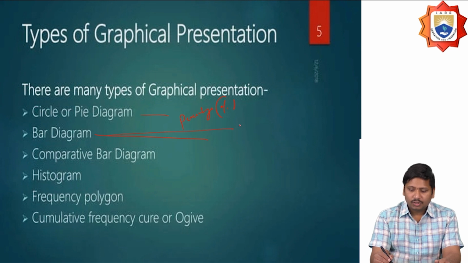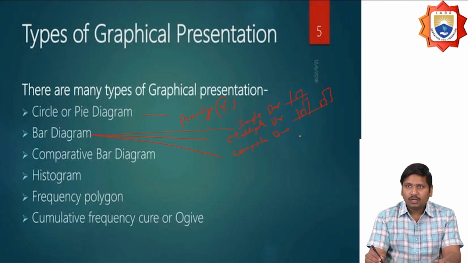In the bar diagram, we represent the data in the form of bars, and they are of different types like simple bar, multiple bar, and composite bar. In a simple bar, we maintain only single bars. In a multiple bar, for a single attribute I can show two different values. Composite bar means we divide each bar into different sections. And then there is the comparative bar diagram.